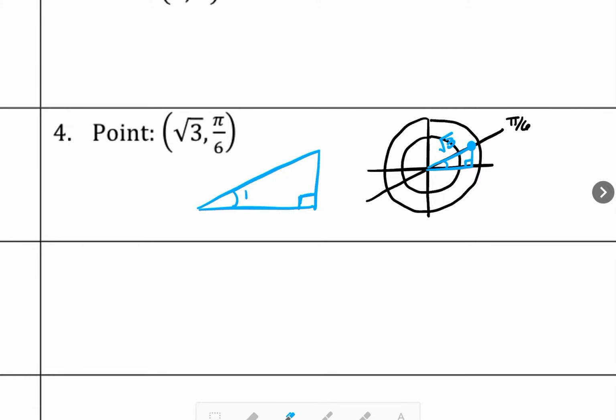My central angle is pi/6. My radius is radical 3. In order to turn this into rectangular form, I just need to know what is the x coordinate and what is the y coordinate, what is that x direction and what is that y direction.